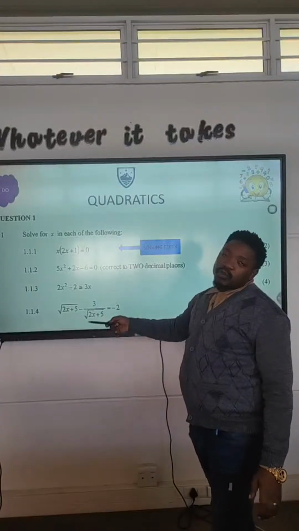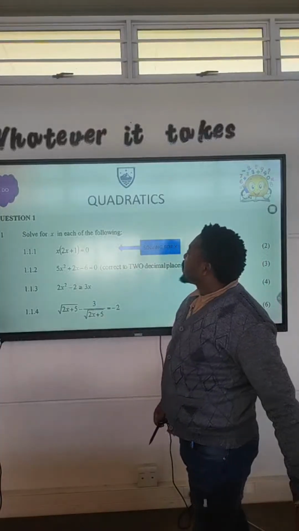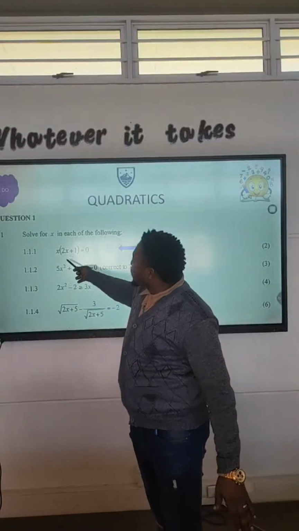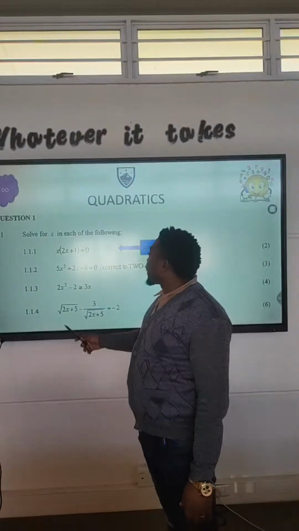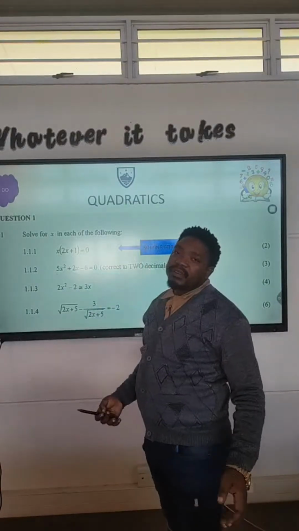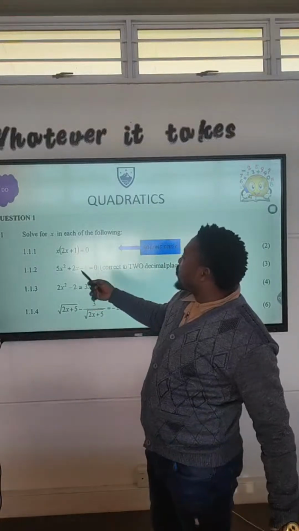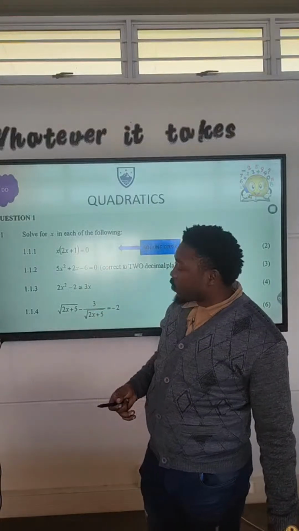The examiner might also give you the factors. For example, this one will elaborate more about it. You see that it's already been factorized. Some of them will not be factorized. We'll do more examples of those.